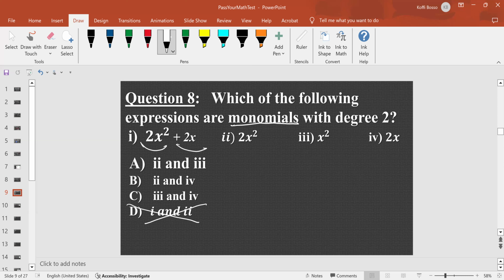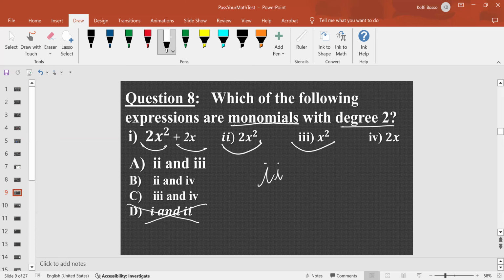is out. Okay, so with a degree, another key piece of information, degree 2. Degree means the highest exponent of the expression. So this degree is different from the degree measure of an angle. So this is the highest exponent. They want to know the expressions that are monomial, and at the same time, the highest exponent is 2. So we have a monomial here. And yes, the highest exponent is 2 because the power here is 2. So II is correct.